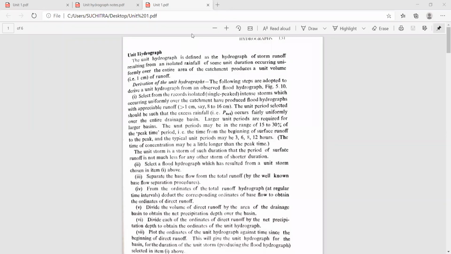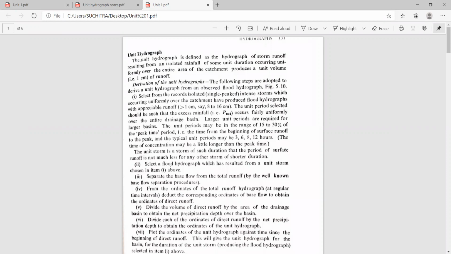And in the previous classes, we discussed the various components of the flood hydrograph, that is, the point of rise, the peak of the hydrograph, the inflection point, the falling limb and the rising limb, and all these things we have already discussed. We have also discussed how to separate the base flow component from the given flood hydrograph. So today we shall discuss how to derive a unit hydrograph from the observed flood hydrograph.